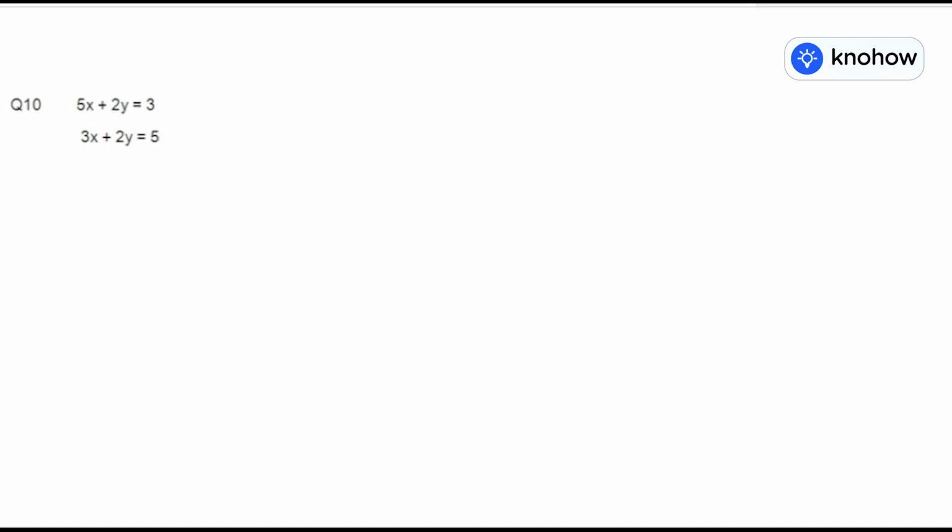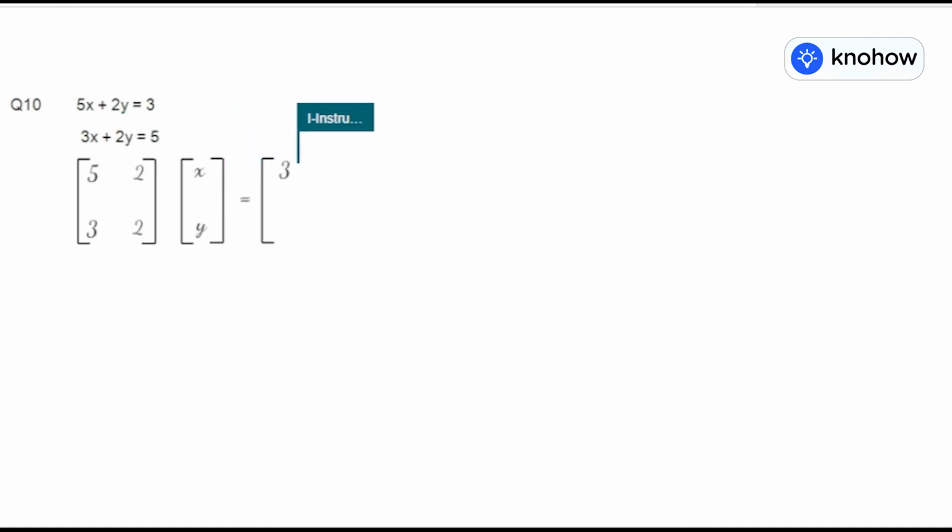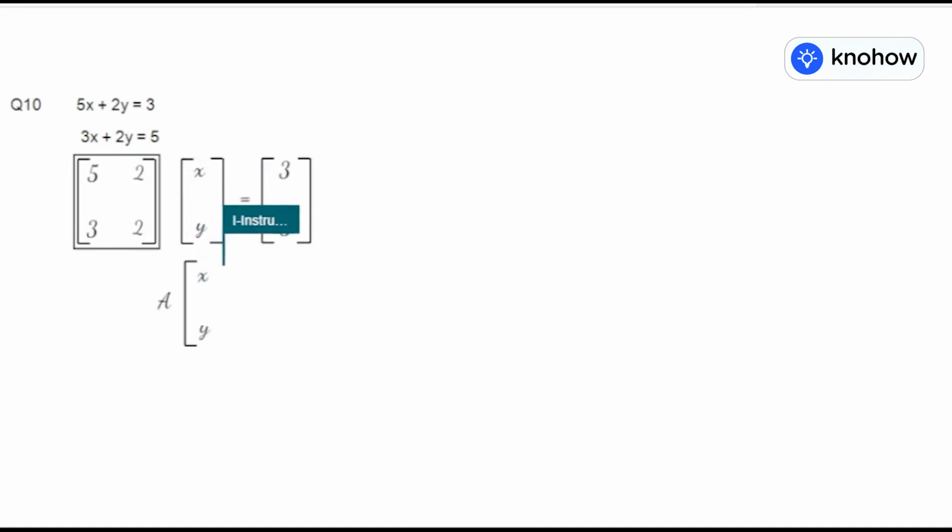Question 10. Solve the system of linear equations using matrix method. So same procedure: you write in matrix form 5, 3; 2, 2, multiplied by the variable matrix xy, equal to the constant matrix 3, 5. Multiplying both sides by A inverse. What is A? This coefficient matrix I am calling A, keeping xy and 3, 5, these two column matrices, the same. And now multiplying both sides by A inverse.